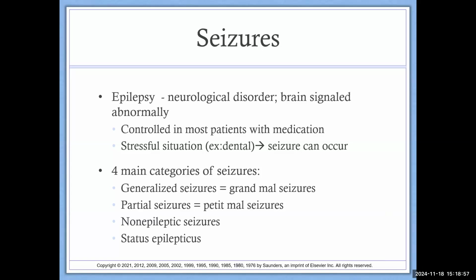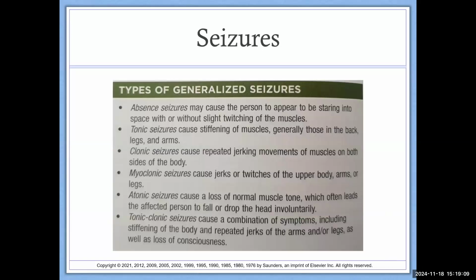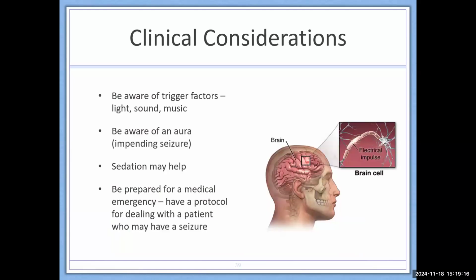Four main categories of such seizures are generalized seizures or grand mal, partial seizures or petit mal seizures, and then we also have non-epileptic seizures and status epilepticus. Okay. Your book talks a little bit about the types of generalized seizures in detail, but you want to consider the clinical considerations.